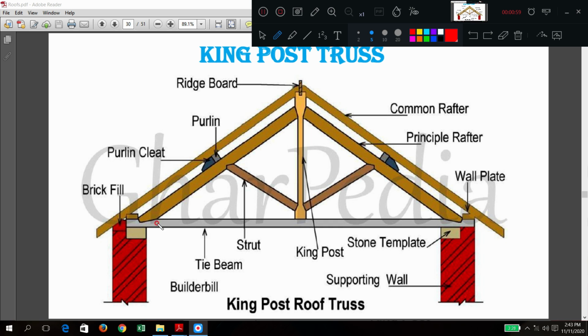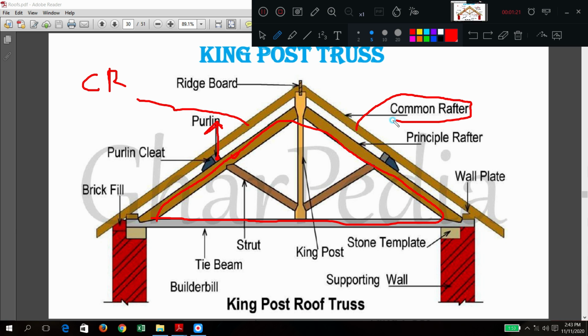So what are the three members here? The innermost part is called the truss. You also have purlins here. The purlins are supported by the principal rafter of the truss, and above the purlins you will have the common rafter, which is written here. So all three members are present: common rafter, purlin, and principal rafter, which is itself the truss. So we call it a truss element.